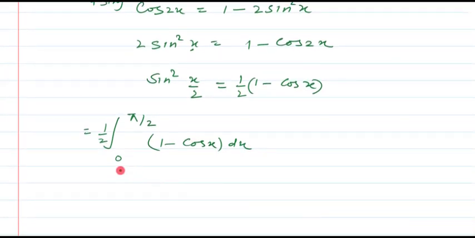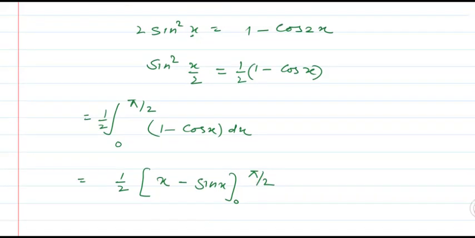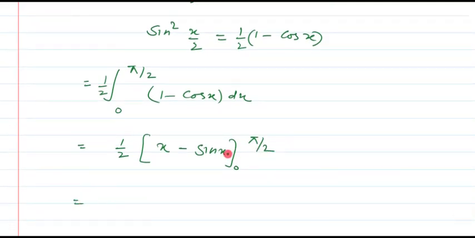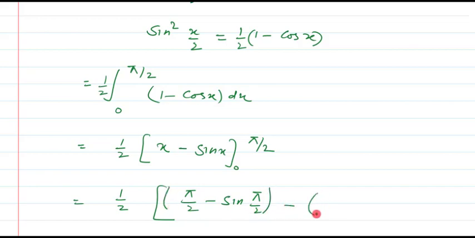So now let us find out its integration. It's very simple now, which is equal to 1 upon 2 times, integration of 1 is x and integration of cos x is sin x. And let us write the limit, it is 0 to pi by 2. Now applying the limit, upper limit minus lower limit. So we are having 1 upon 2 into upper limit, pi by 2 minus sin pi by 2, minus lower limit, that is 0 minus sin 0.